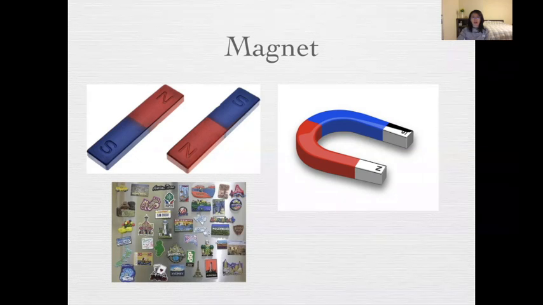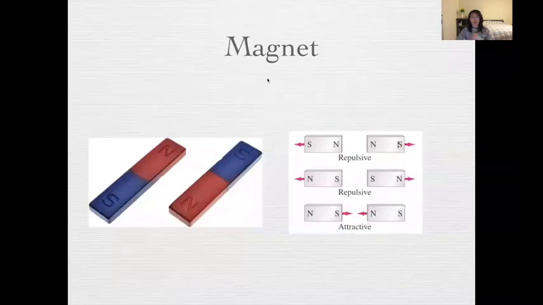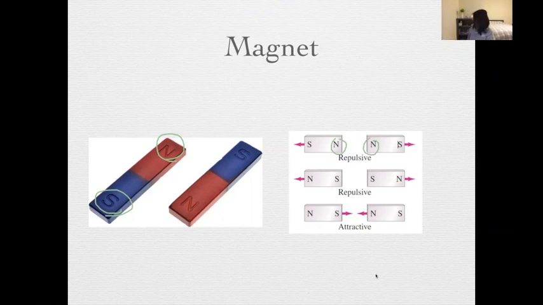they all have two poles, or two polarities. One we call the south pole, one we call the north pole. As you can see, this is a north pole, this is a south pole. If you put two north poles next to each other, they're going to repel. See, if you put two south poles together, they will repel as well. If it's south and north, they're opposite, then they will attract. So this is the magnetic force.